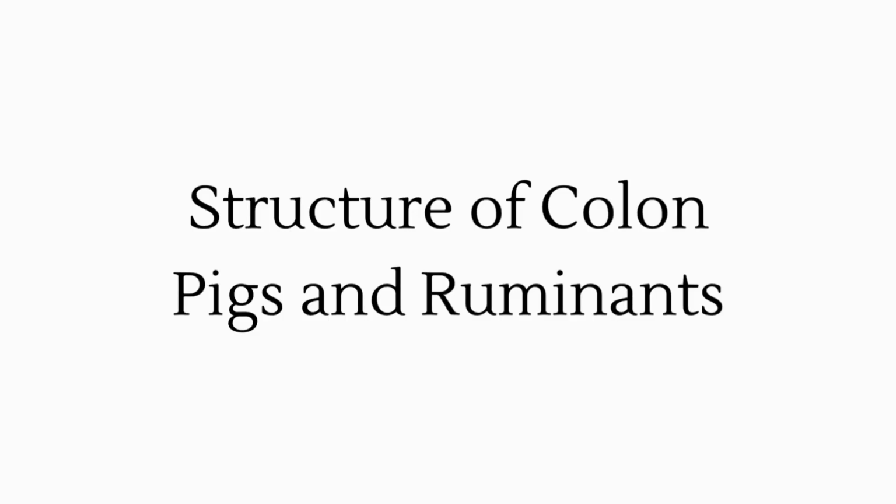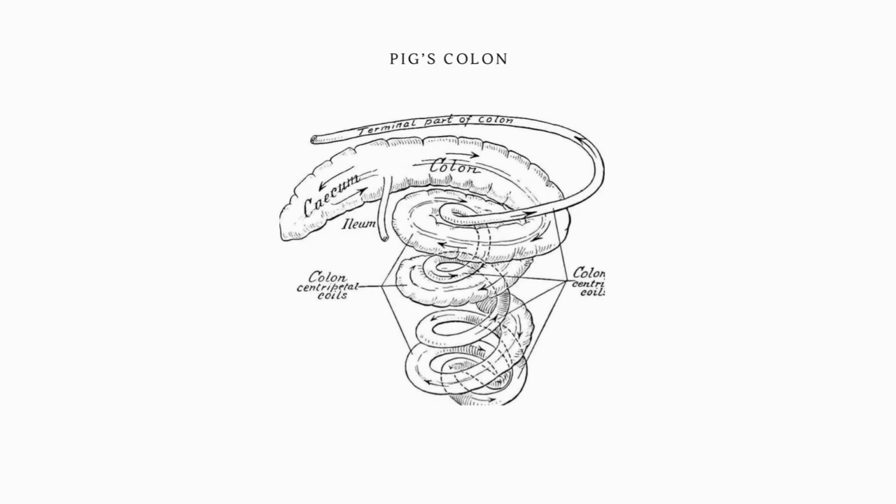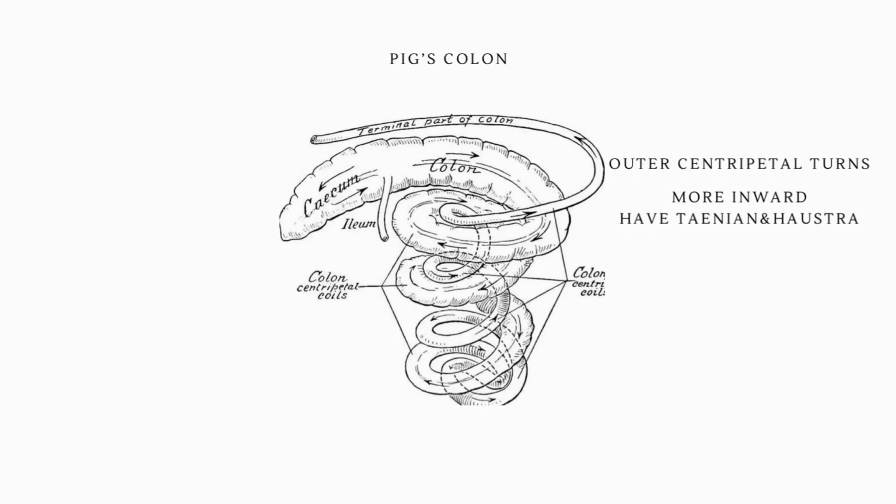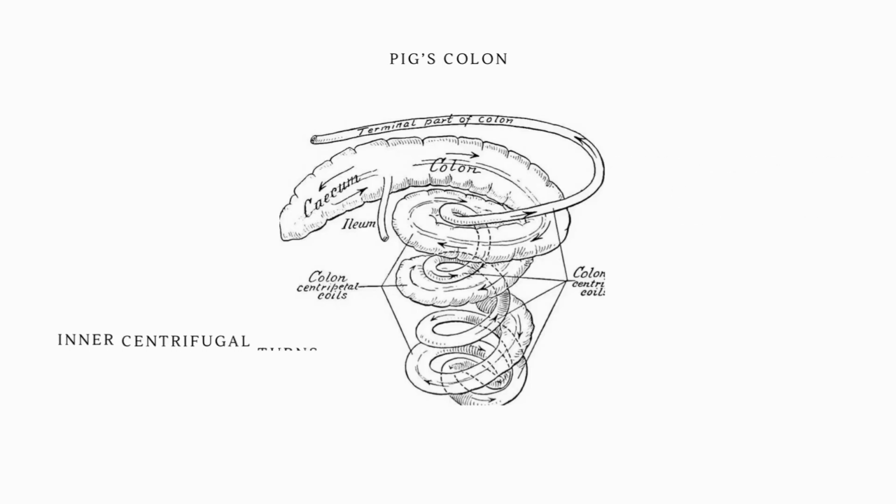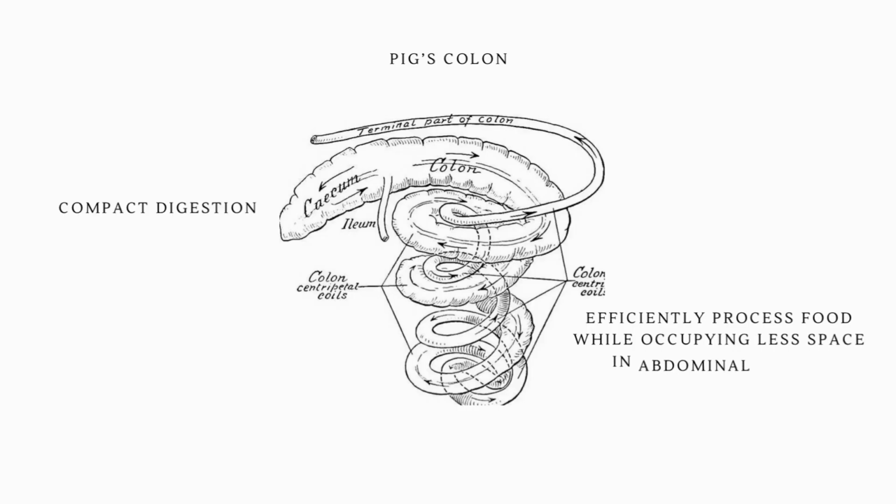Next, I will explain the structure of the colon in pigs and in ruminants. First, in pigs. Pigs have an ascending colon that is uniquely arranged in a cone-shaped spiral. The spiral has two structures: the outer centripetal turns, which are more inward and contain tinea and haustra, and the inner centrifugal turns, which move outward but lack tinea and haustra. The spiral arrangement allows for compact digestion, meaning the colon can efficiently process food while occupying less space in the abdominal cavity.